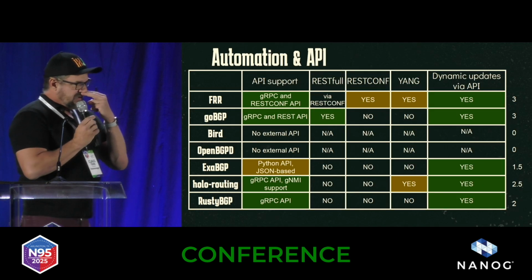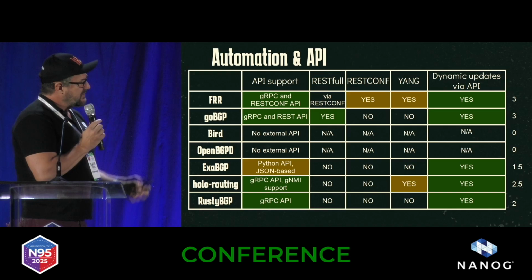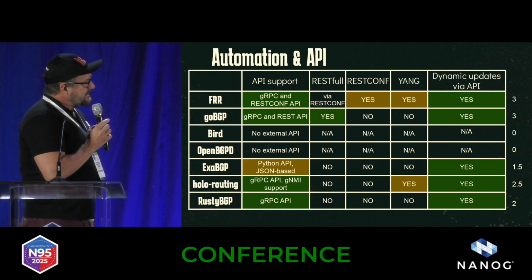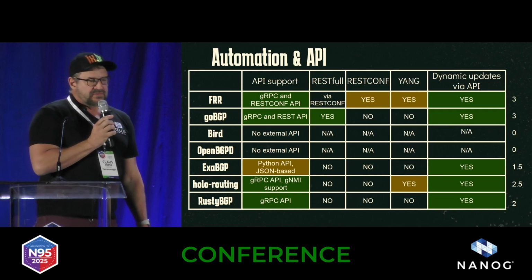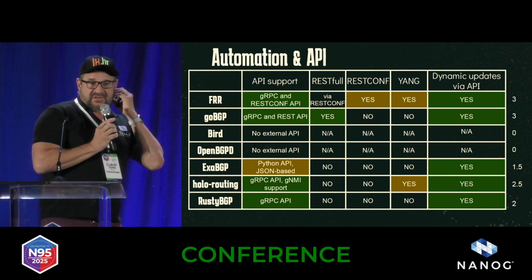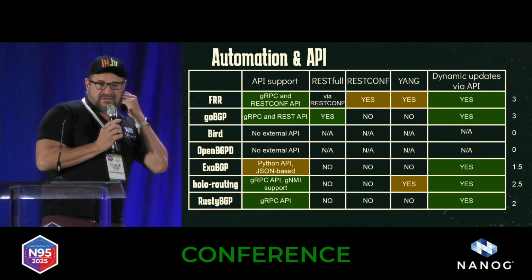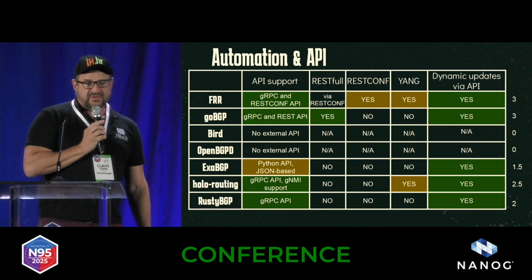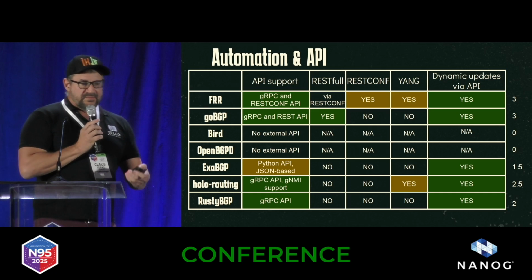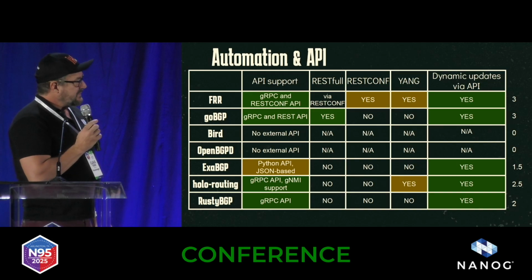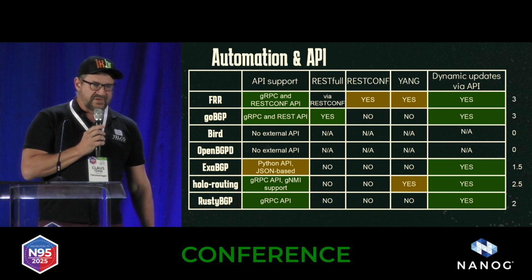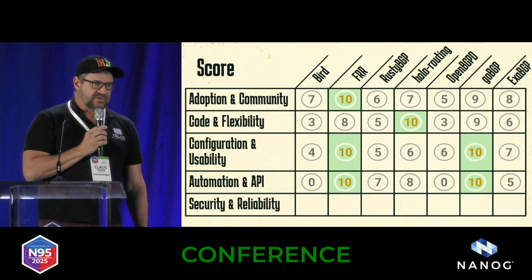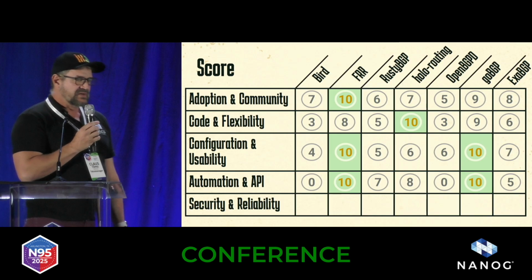In this case here, I think gRPC is the way to go. And RESTconf and YAML and netconf, right? So Bird doesn't have it, OpenBGPD also doesn't have it, and the Rust ones have. I put the green ones for the ones that have gRPC. RESTful, RESTconf, YAML, most of them don't have it. And dynamic updates via API, most of them have. So again, FRR wins and GoBGP.